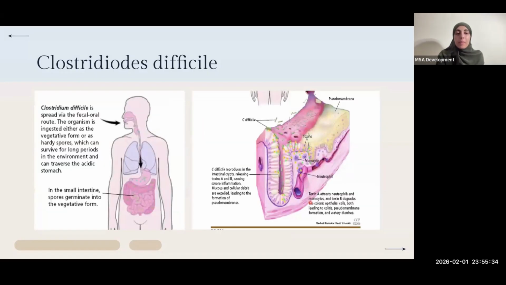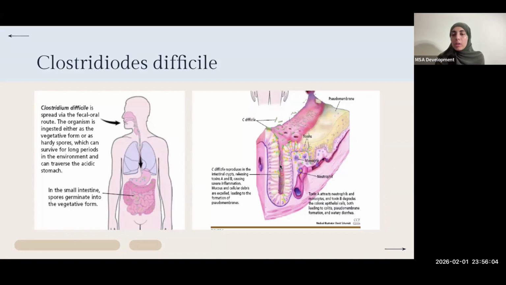Now, how does the infection happen? Basically, if someone gets the spores via fecal-oral route, either they ingest the organism or the spore, it can go into the intestines, and if it's the spore, it will germinate into the actual bacteria. And when the bacteria is in the intestines, it will go down into the crypts because remember, it's anaerobic, okay? So it will hide inside the crypts where you have little oxygen.